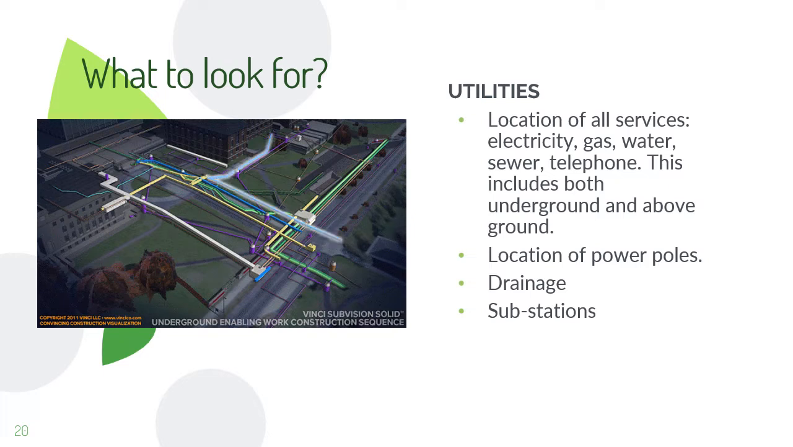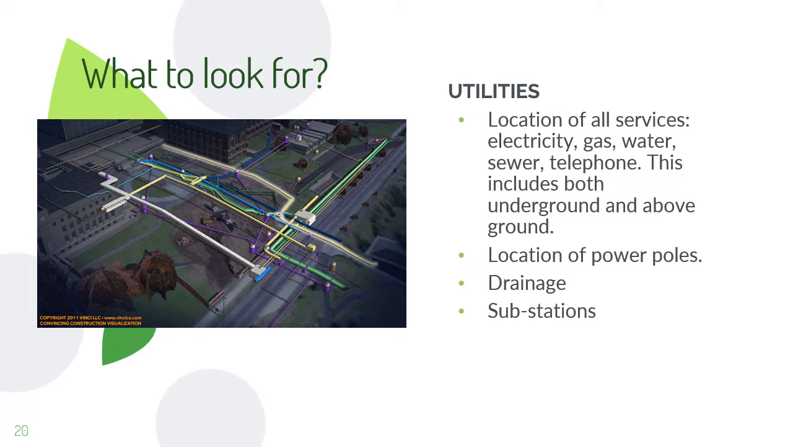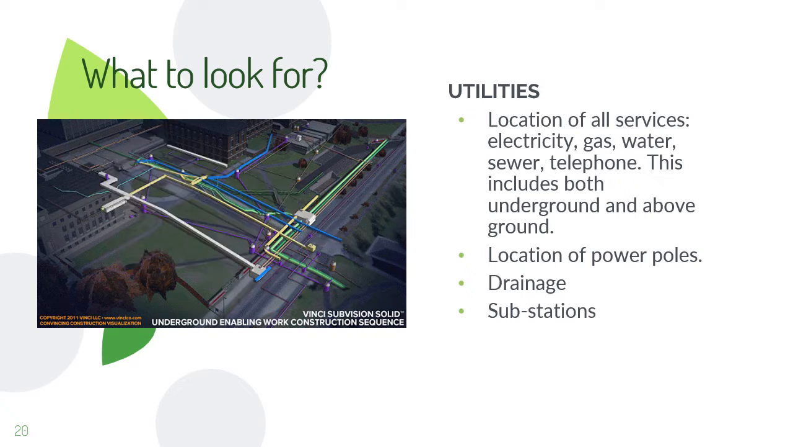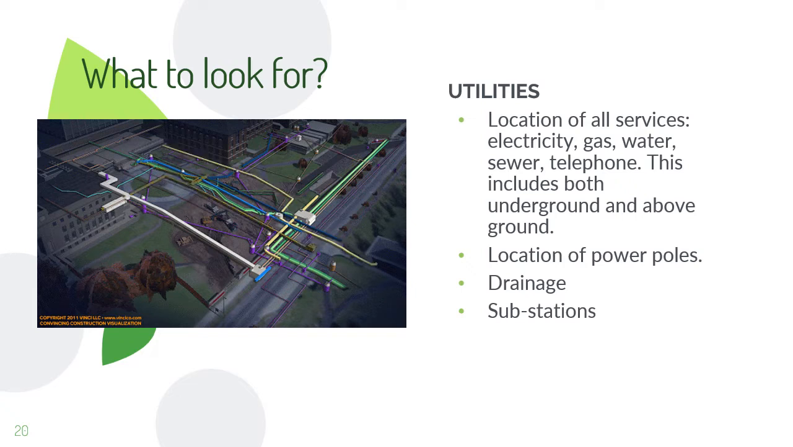So there are utilities. What do you look for in utilities? The location of all services, especially electricity, gas, water, sewer, telephone. This includes both underground and above ground. Then the location of the power poles. Then the existing drainage or possible areas for drainage. And then the substation, underground electrical wiring, sewers, and tunnels.